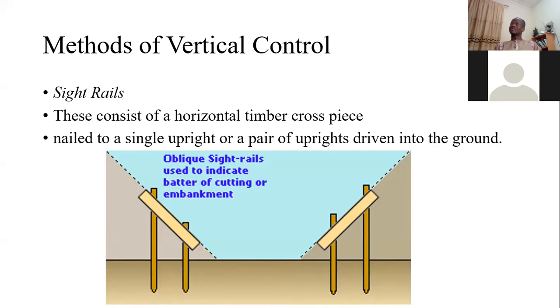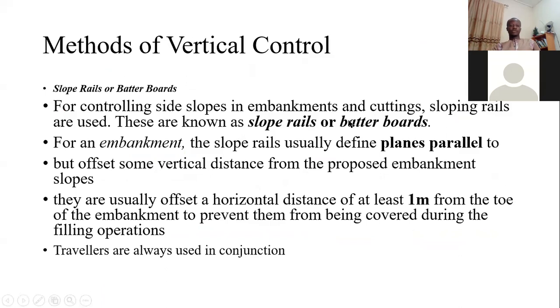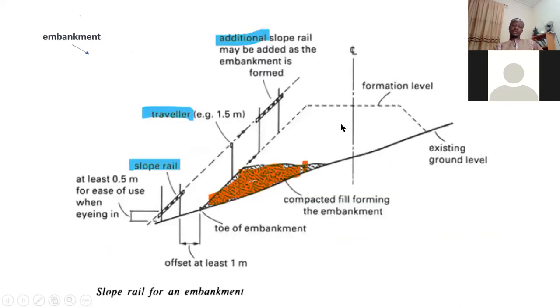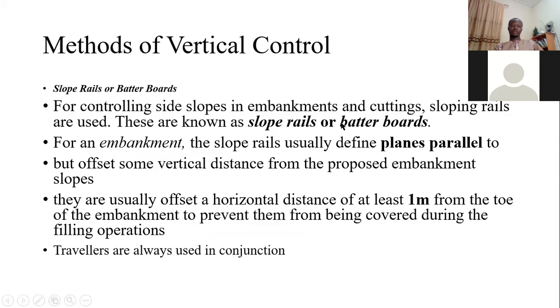Is that okay? Now, if it's a cut, you have a challenge whether to set it directly along the slope or to offset it. You need to consider that there are two options. We can also horizontally offset a distance of 1 meter from the toe of the embankment to prevent them from being covered. All right, so that makes sense.